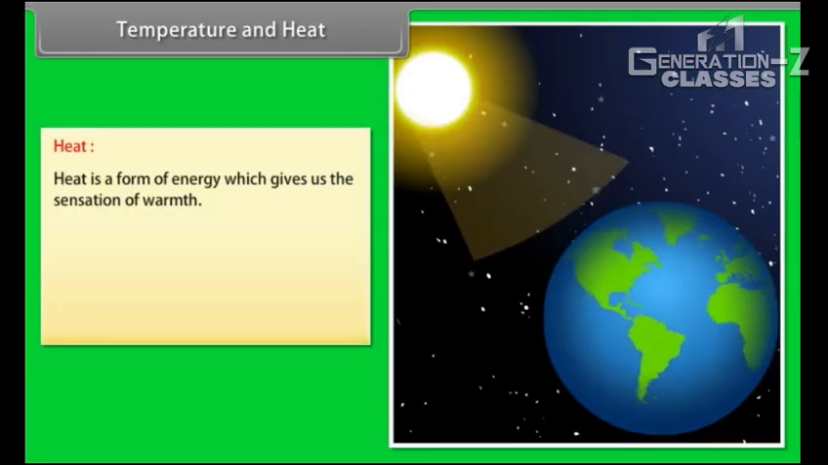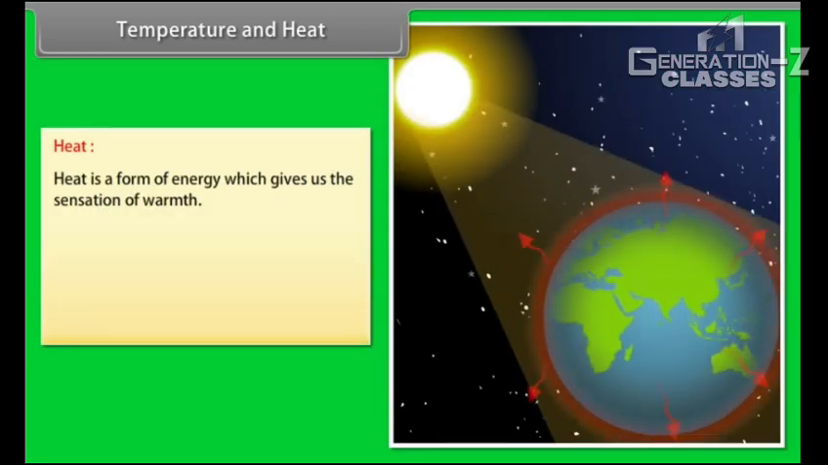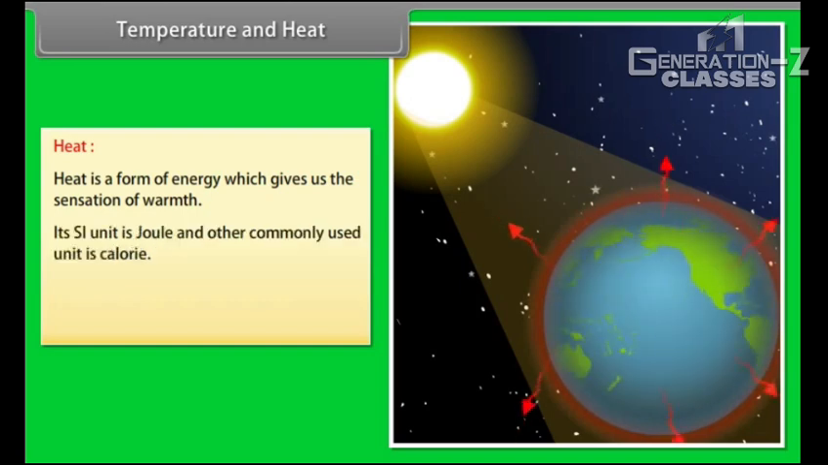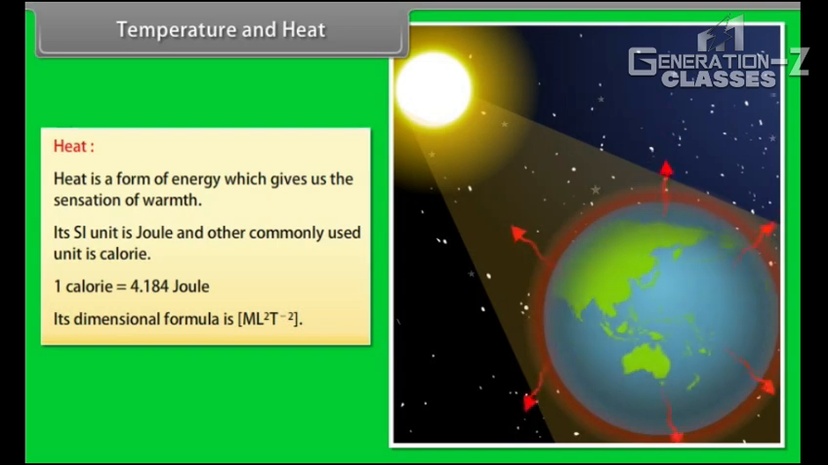Heat is a form of energy which gives us the sensation of warmth. Its SI unit is joule and another commonly used unit is calorie. 1 calorie is equal to 4.184 joule. Its dimensional formula is ML square T to the power minus 2.